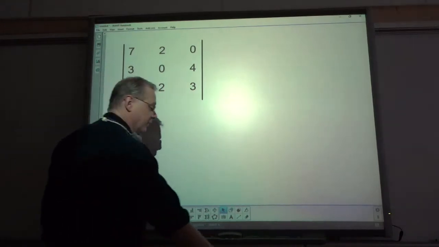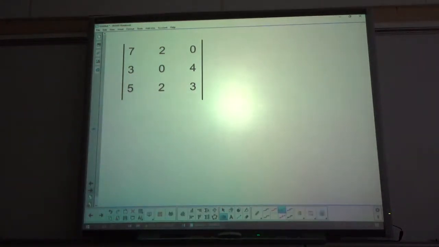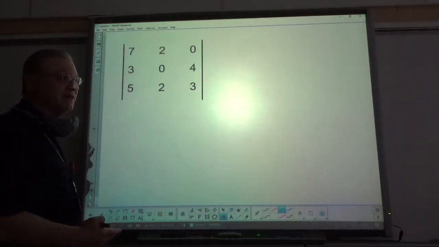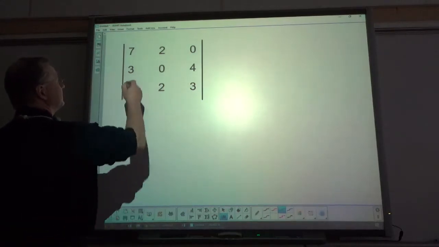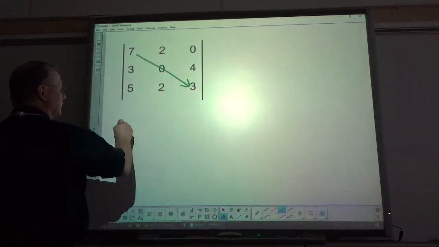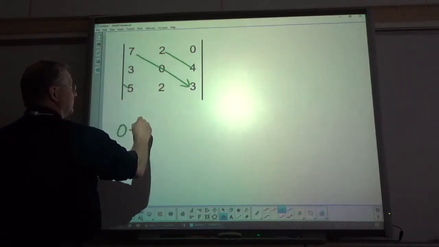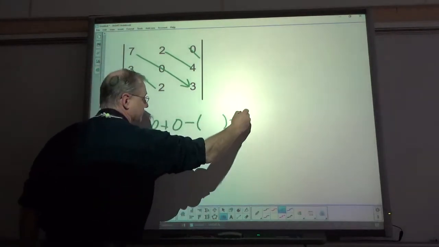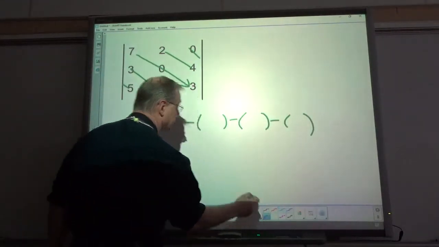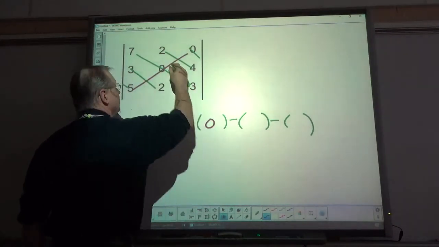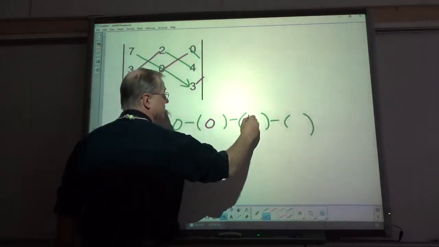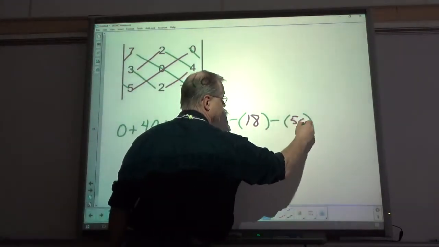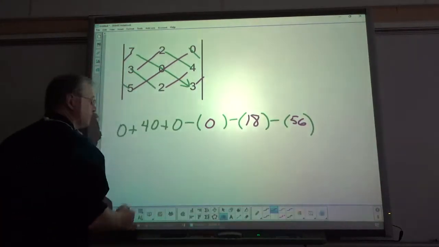Here's the next one, and I want you to give this one a try and see how you do. All right, I'm going to use the wraparound method with this one, and then the next one I'll use rewrite. Multiplying diagonally here, that's 0. 40. 0 minus. The other direction. 0. 18. 8 times 7, 56. Add these things up.